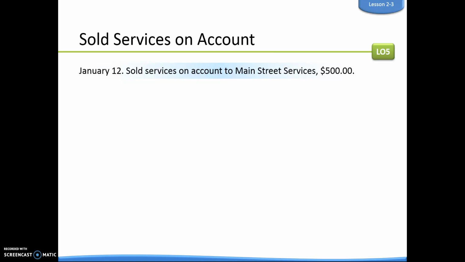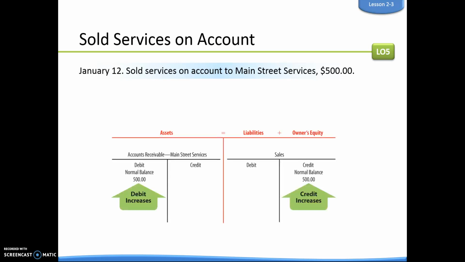In this situation, because we sold the services, they came to our business, we performed some sort of website service for them, and they owe us $500, but they didn't pay for it that day. Okay, that means that we have an accounts receivable in play. So again, our first question is to ask which of our accounts are affected. Our first one is accounts receivable for Main Street Services. And then our second one is sales, okay? Because it says we sold. Sold is a key word for sales, okay? So we have accounts receivable and sales.